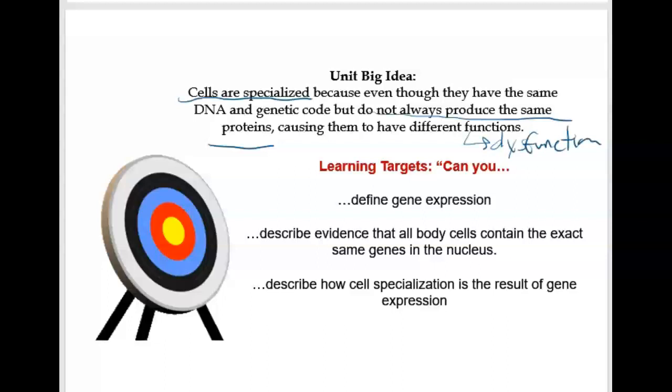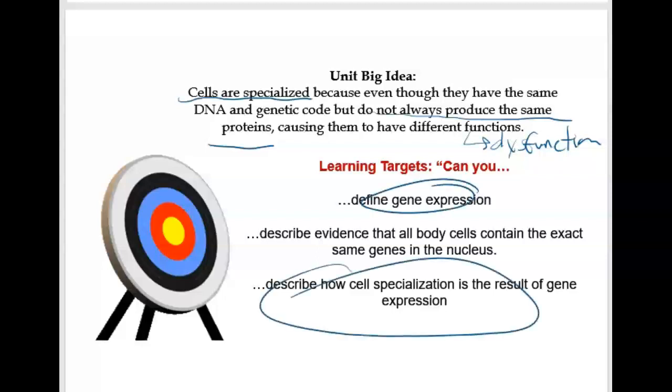The same learning targets: gene expression, make sure you understand what that means and define it. Describe evidence that all body cells contain the exact same genes in the nucleus. Mostly we're going to be looking today at how specialization is the result. And by specialization, I mean we're all a little bit different. In this case, we're going to be focusing on, like I said, a common dysfunction.